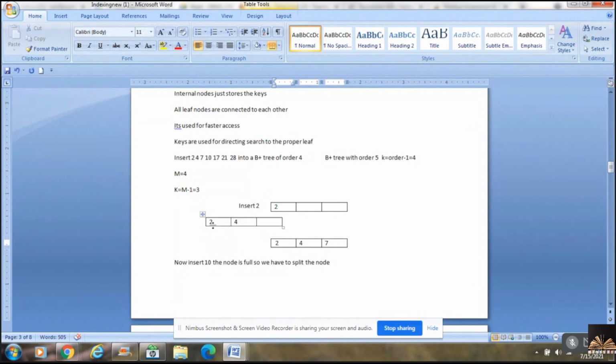Here, the first step was insertion of 2. I inserted 2 because the node was initially empty. Now I have to insert 4, so I am inserting 4 over here. 2, 4. Next, I have to insert 7. There is one more position, so I can insert 7. After inserting 3 elements, this is the way my node looks. Any issues with that? 2, 4, 7 have been inserted.